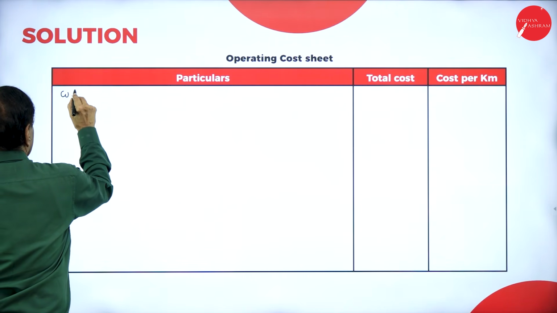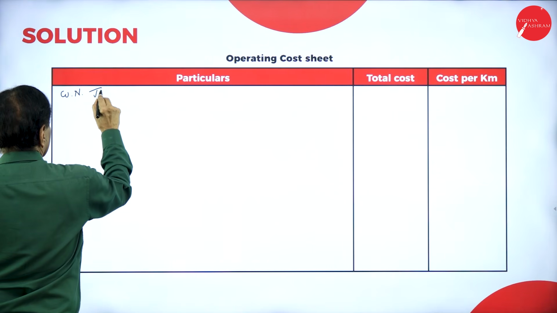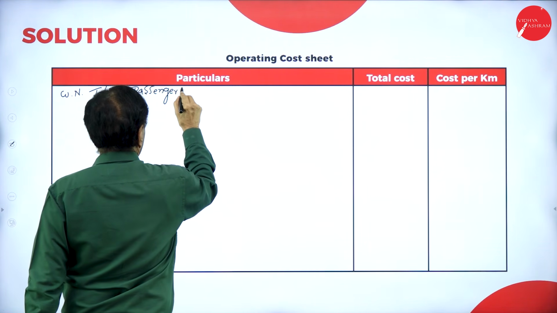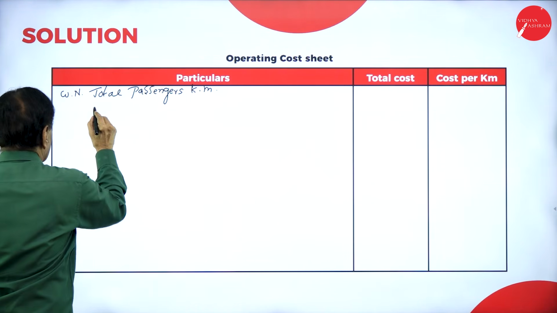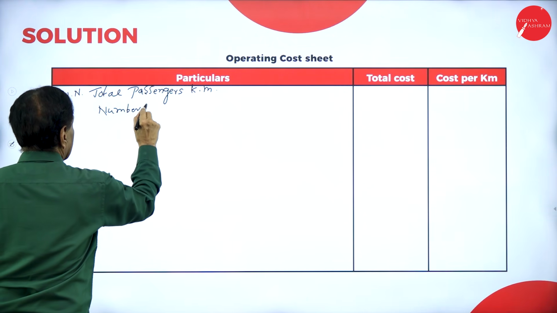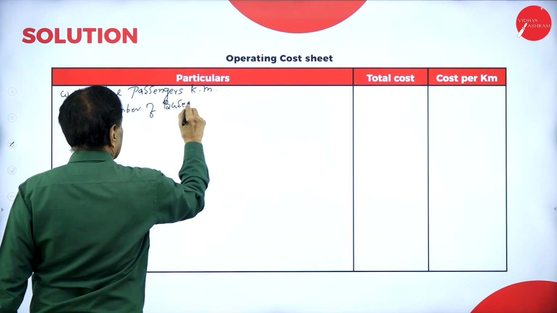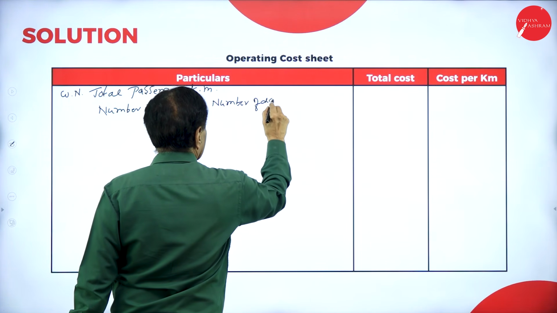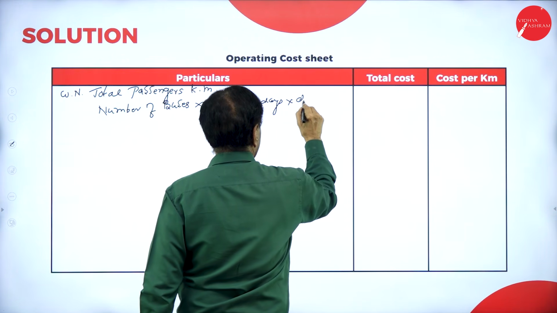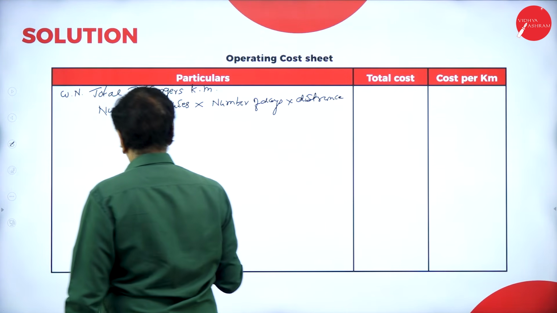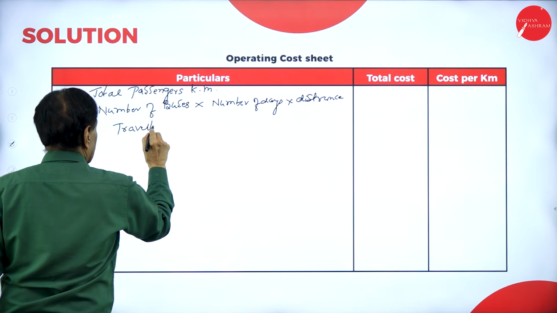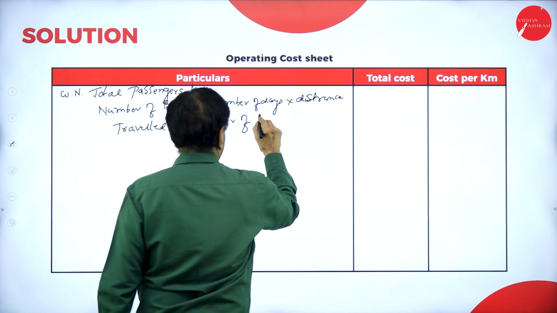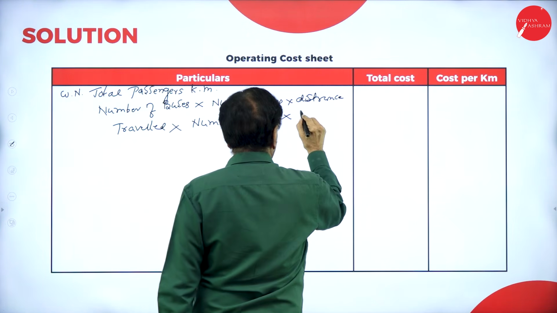Working note. Total passenger kilometer is number of buses multiplied by number of days into distance traveled into number of trips into seating capacity.